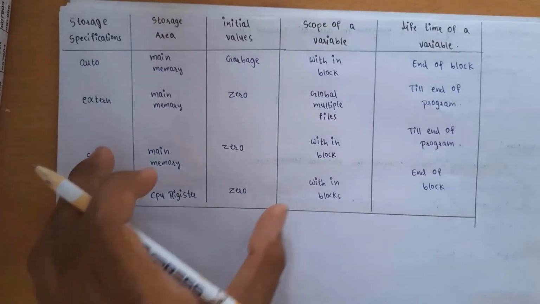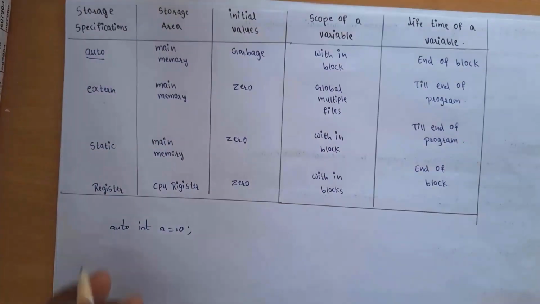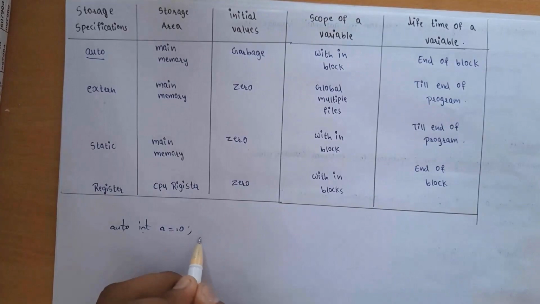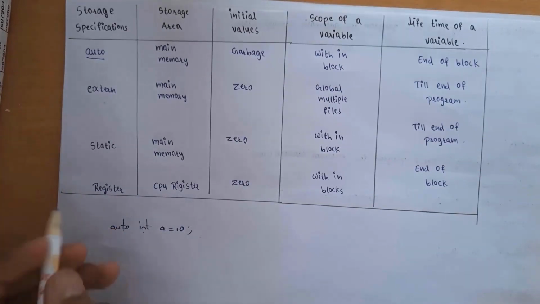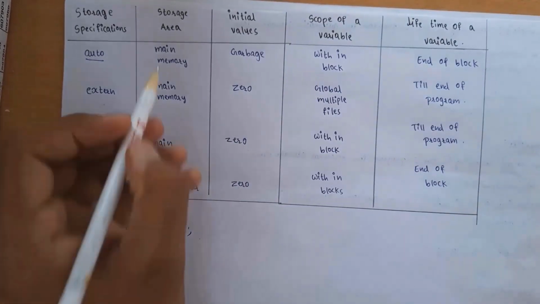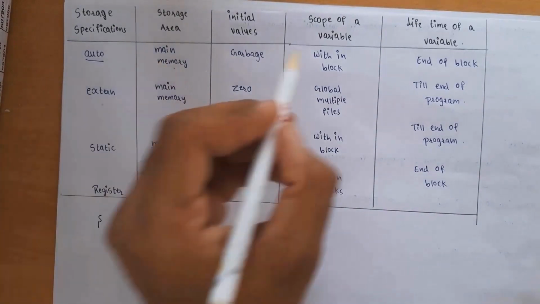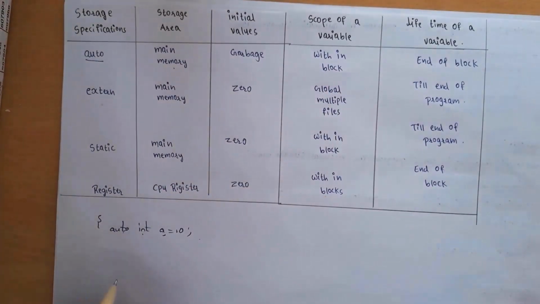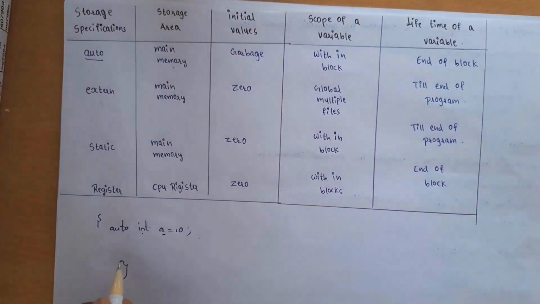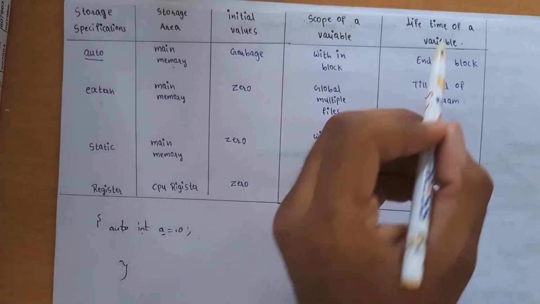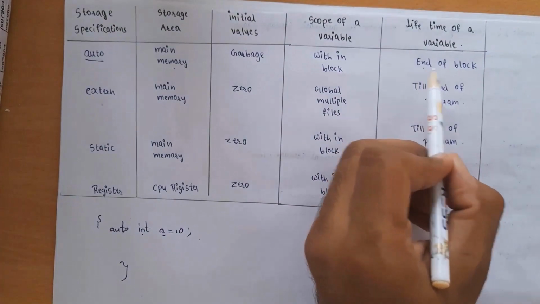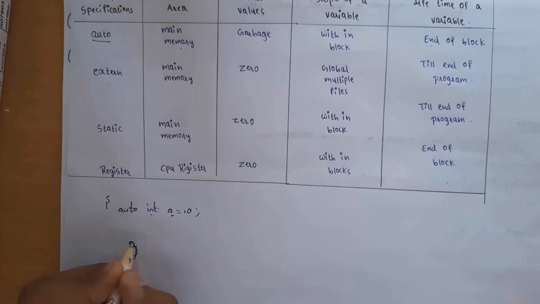Guys, you need to remember this table. First one is auto. Here I wrote auto int a = 10. Whenever you declare like this, this variable a is stored in main memory and the scope is within the block. That means I can access this variable only within this block. I cannot access this variable outside the block, and the lifetime of the variable is until the end of the block. That means this variable will expire whenever I close this block.